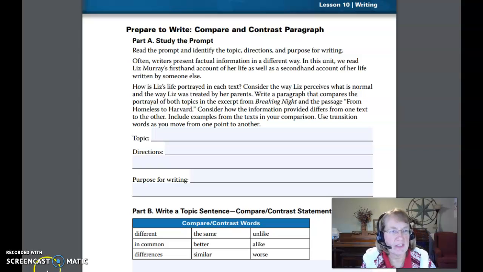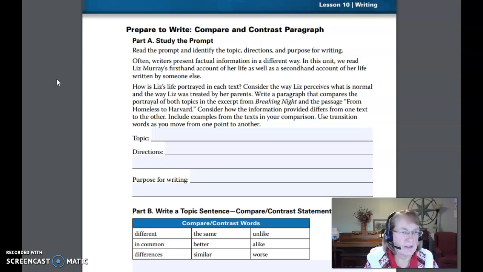So the writing prompt says, read the prompt and identify the topic, directions, and purpose for writing. Often writers present factual information in a different way. In this unit, we read Liz Murray's first-hand account of her life as well as a second-hand account of her life written by someone else. How is Liz's life portrayed in each? Consider the way Liz perceives what is normal and the way Liz was treated by her parents.